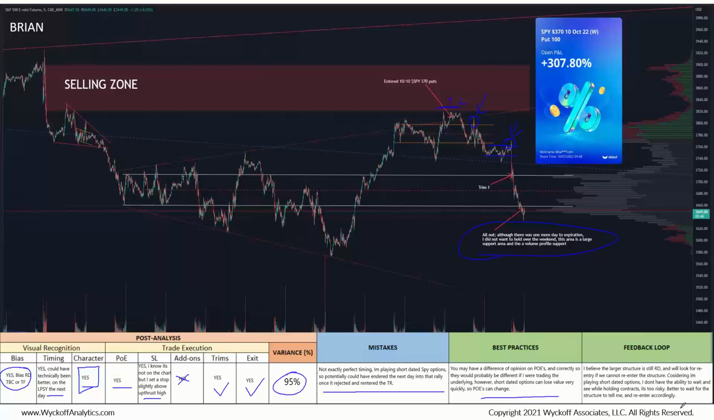re-entry if we can't re-enter the structure. Just notes to himself about how to possibly continue with this trade. Considering I'm playing short-dated options, I don't have the ability to wait and see while holding contracts. It's too risky. Better to wait for the structure to tell me and re-enter accordingly. So just a reminder of the sort of discipline that he has to maintain, as you point out, with a very high return on a very low percentage of trades. So I think really, really good trade, Brian, and thanks for sharing it with us.